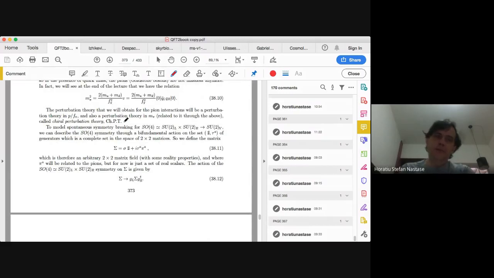The perturbation theory that we'll obtain for the pion interactions, the interactions of the pion field, will be perturbation in momentum divided by f pi, and also perturbation theory in the pion mass that's related to the fields in this way. And this perturbation theory is known as chiral perturbation theory.